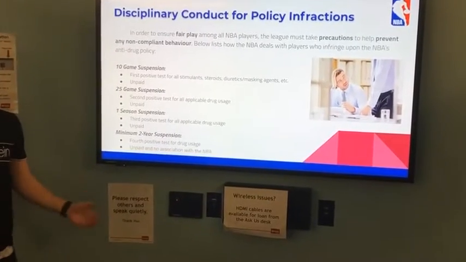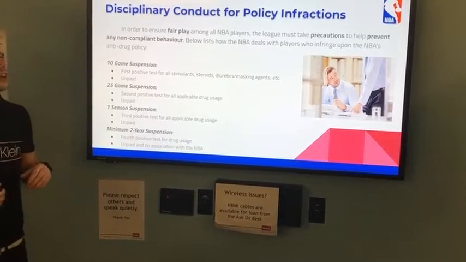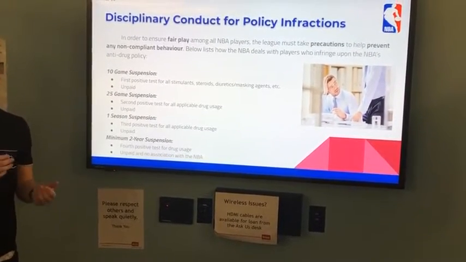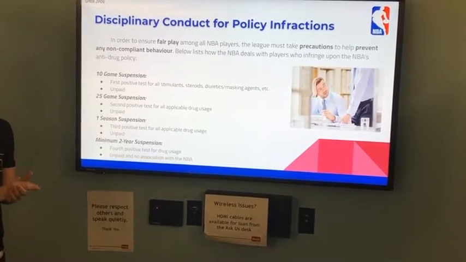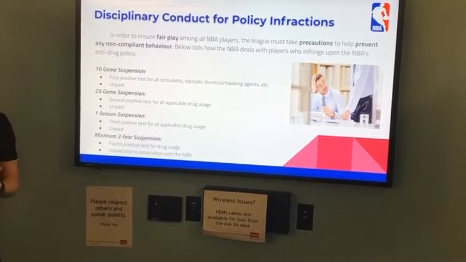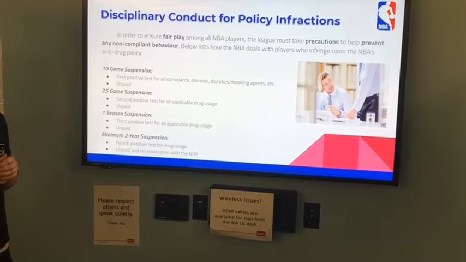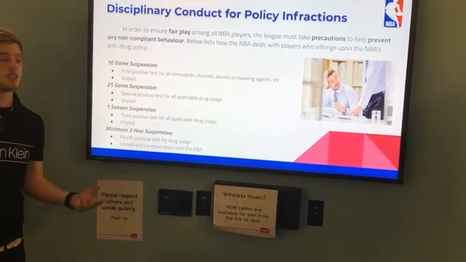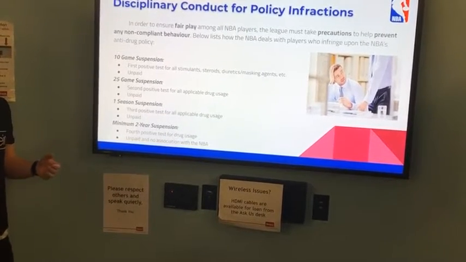All right, so next up we have the disciplinary conduct for policy infractions. What that means basically is the NBA needs to ensure fair play so that the players are ordered to strive fairly. It is to punish any non-compliant behavior of the policy. And there are some kinds of suspensions for that.